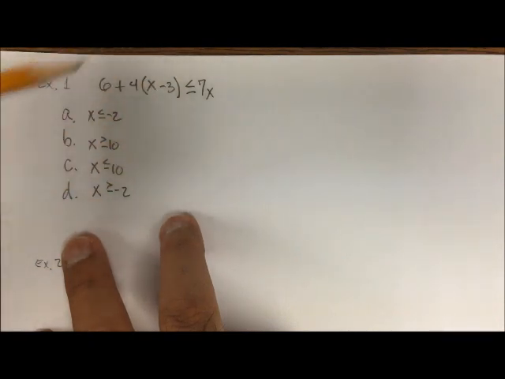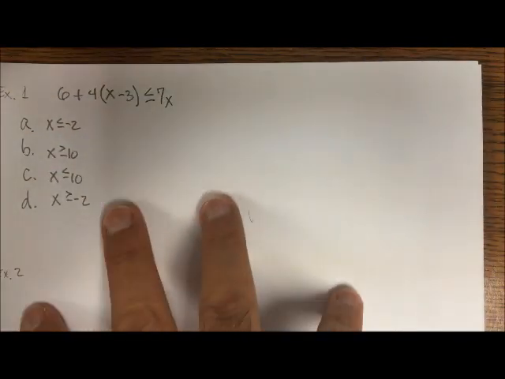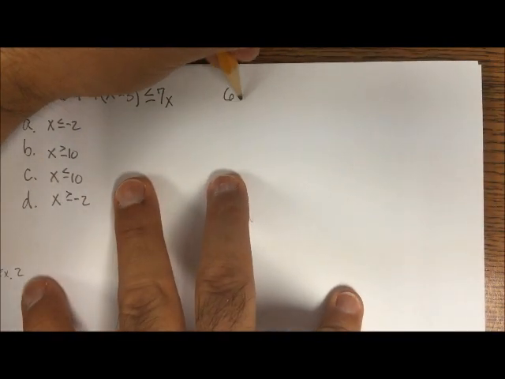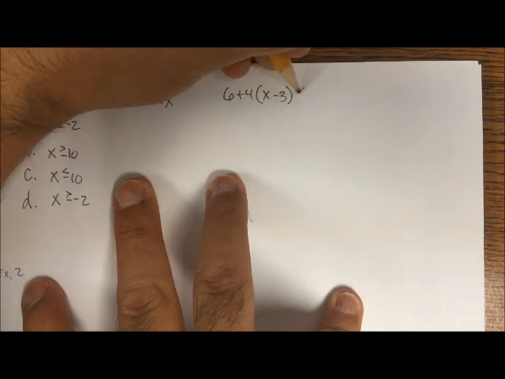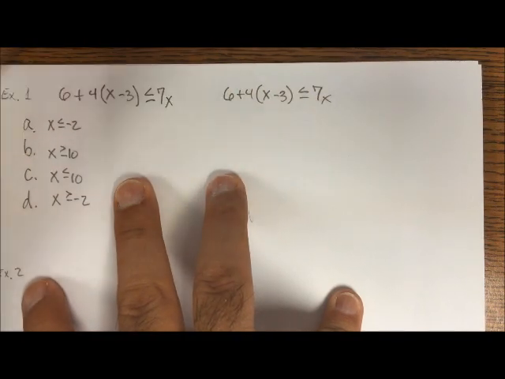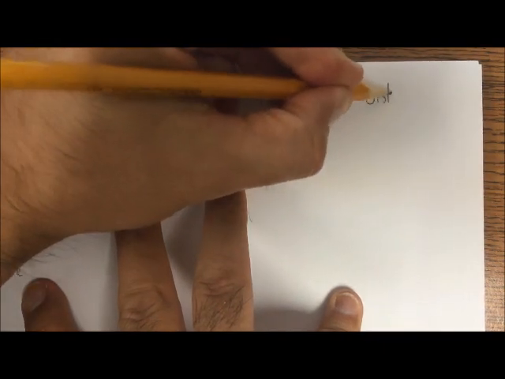Ladies and gentlemen, whenever you're given an inequality problem or an equation like this to solve, do your work right next to it. Do your own work right next to it. So let's rewrite this again. 6 plus 4(x minus 3) less than or equal to 7x. All right, so the first step is always to distribute.